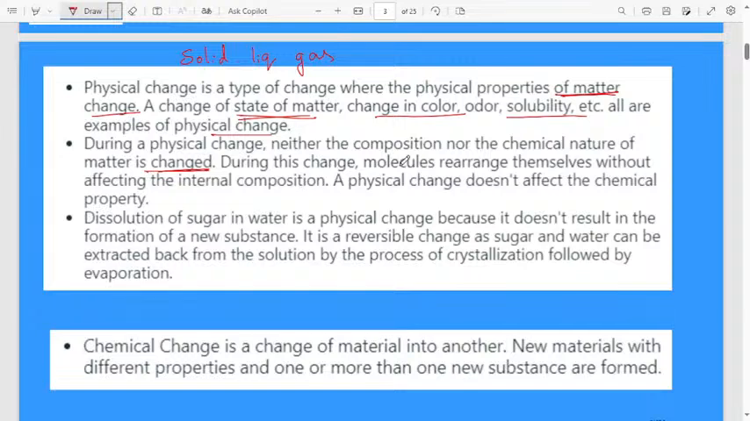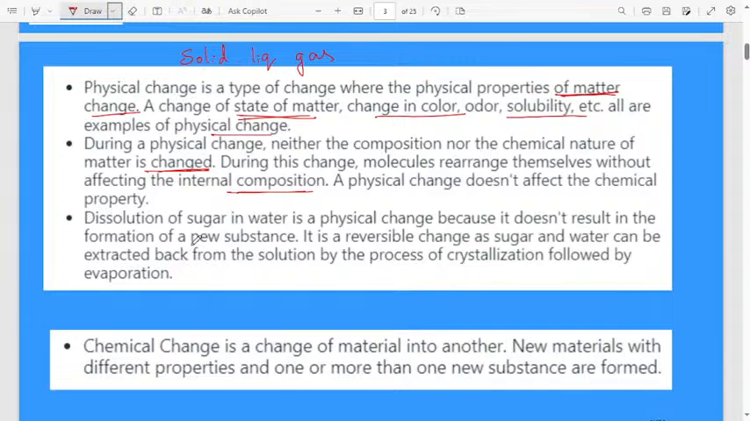During this change, the molecules rearrange themselves without affecting the internal composition. In a physical change, only the rearrangement of the molecules takes place. There is no change in the chemical nature of the molecule. A physical change does not affect the chemical property. Next, dissolution of sugar in water is a physical change because it does not result in the formation of a new substance. It is a reversible change.